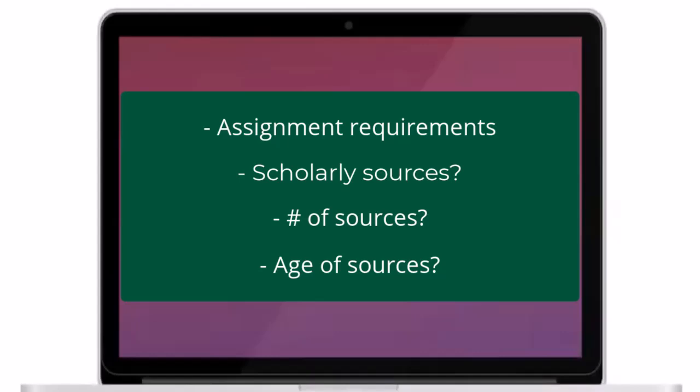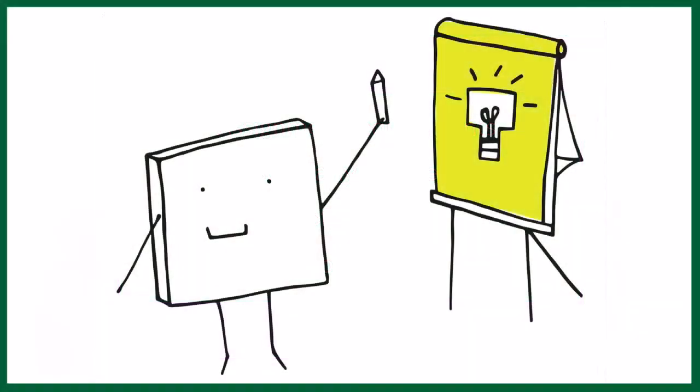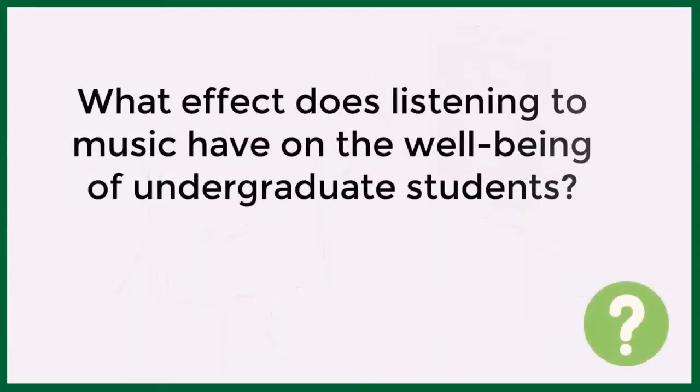After identifying and understanding the assignment requirements, it is time to brainstorm a research topic and draft a research question. See the Mason Libraries tutorials page for more help with these steps. After brainstorming, you come up with this good research question. What effect does listening to music have on the well-being of undergraduate students?